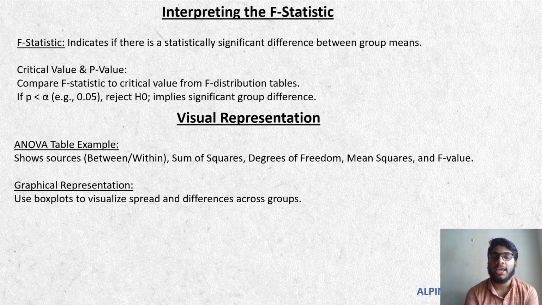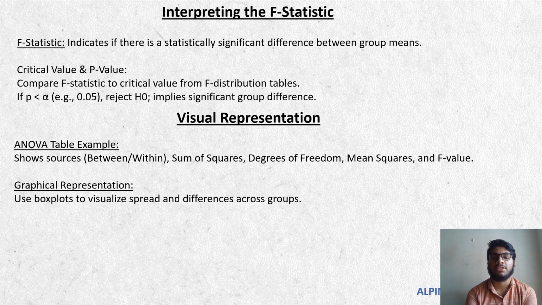Next, interpreting the F statistic. The F statistic indicates if there is a statistically significant difference between group means. Critical value and p-value: compare the F statistic to the critical value from the F distribution tables. If p is less than alpha, for example 0.05, the null hypothesis is rejected. That implies a significant group difference.